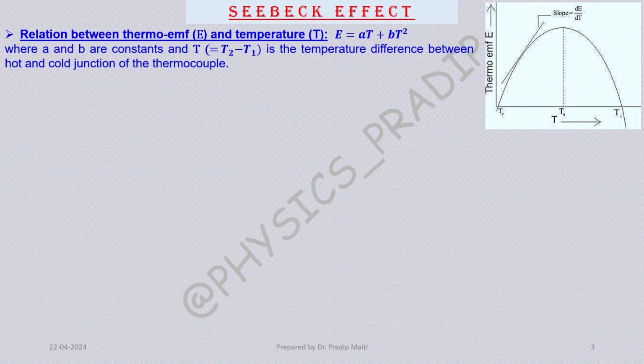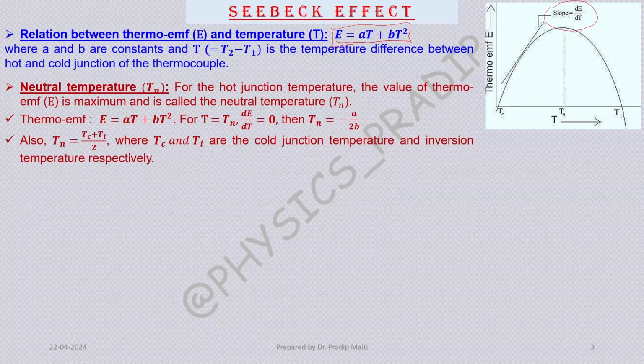Now the relation between thermo EMF and temperature. The relation between thermo EMF and temperature is given by E equals AT plus BT square, where E is the thermo EMF and T is the temperature difference between hot and cold junction of the thermocouple. The variation of thermo EMF is represented by this curve. Here thermo EMF is plotted along the y-axis and temperature difference along the x-axis, and the slope of this curve is represented by dE by dT.